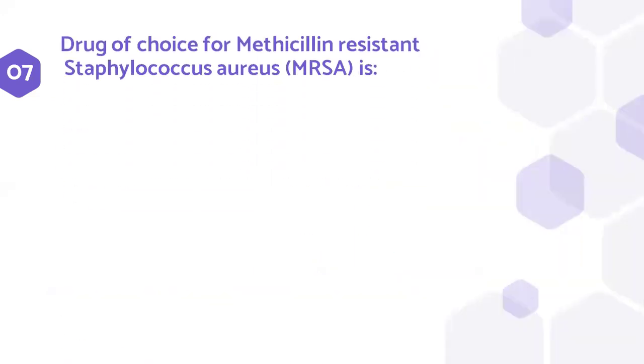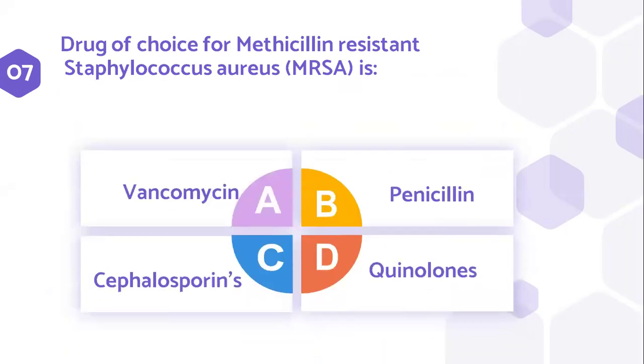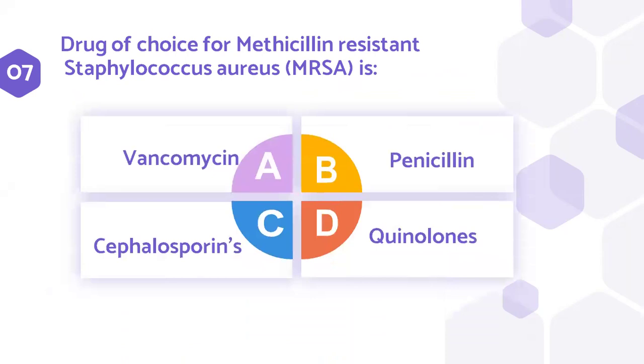Next question. Drug of choice for MRSA. What is MRSA? Methicillin resistant Staphylococcus aureus. So which drug is used for MRSA infection? Option A, vancomycin. Option B, penicillin. Option C, cephalosporin. Option D, quinolones.